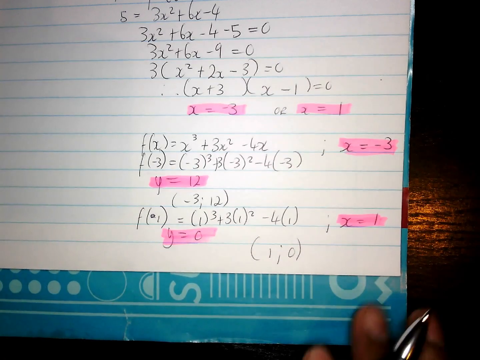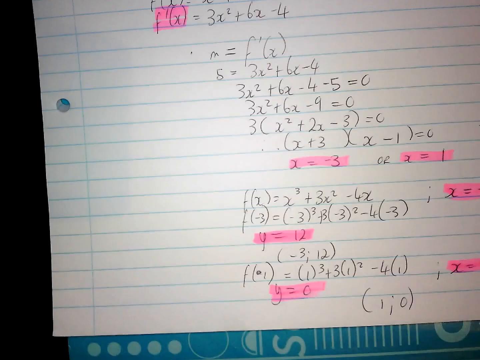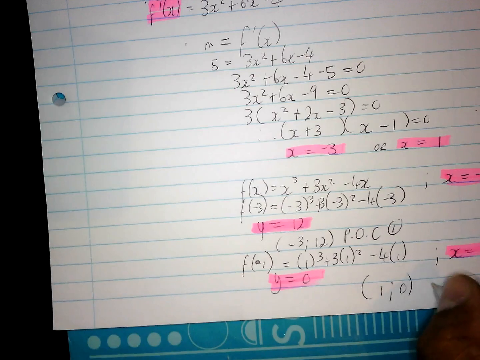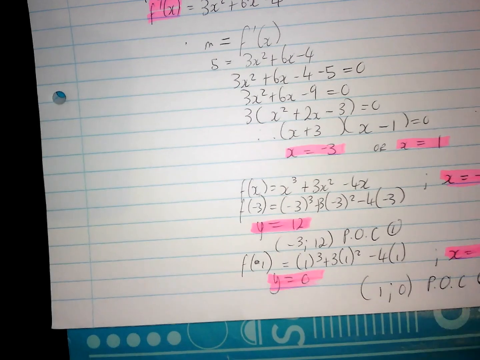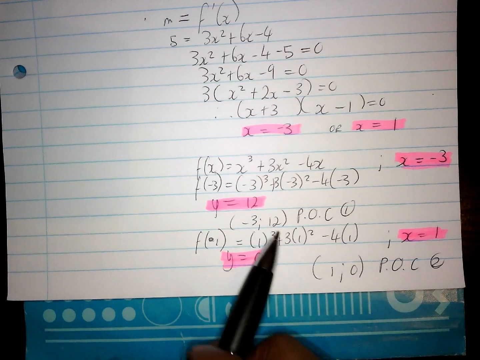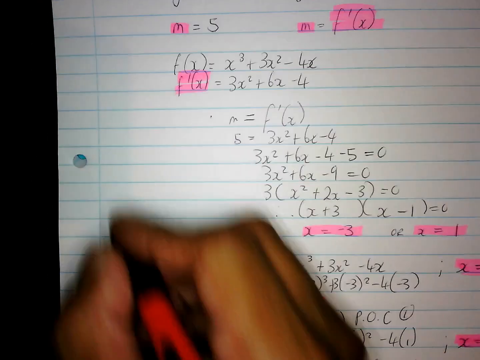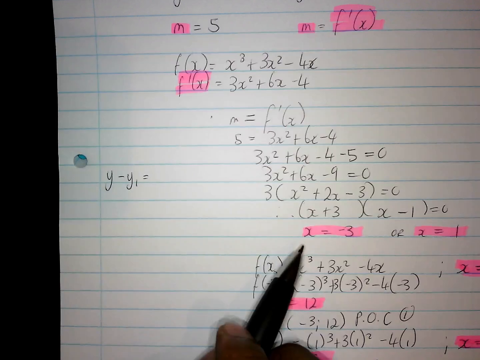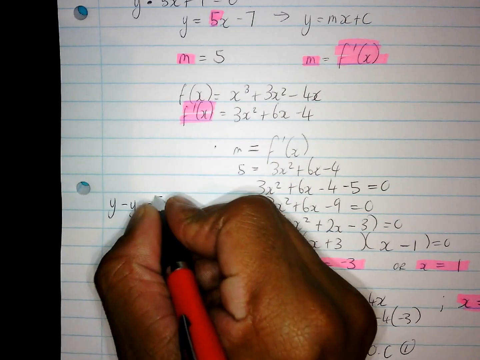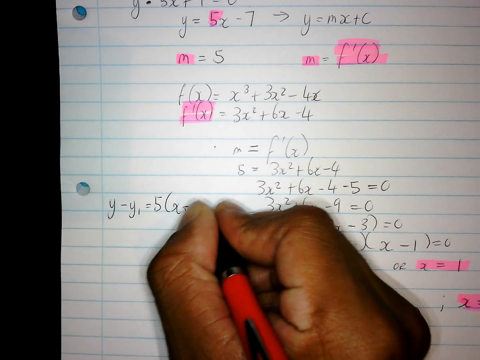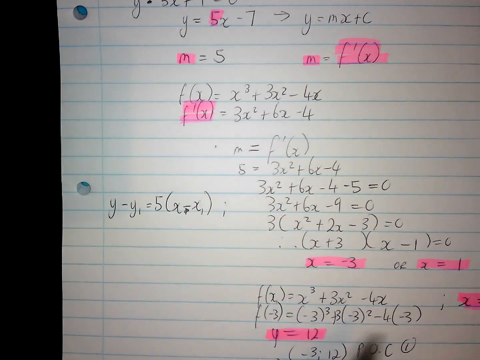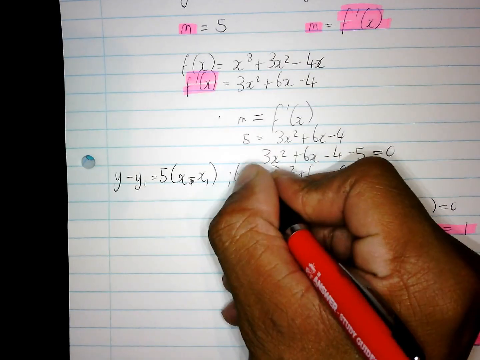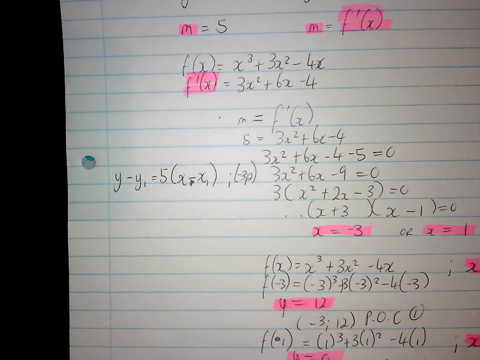Now let's find the equation of the two given points. So this is going to be point of contact number 1, then this is going to be point of contact number 2. So we just have to calculate the gradient of both, the equation of both. So we have y minus y1, then we know that our gradient is 5. Here we're going to substitute which coordinate? The point of contact, negative 3 and 12. So we're just going to substitute.